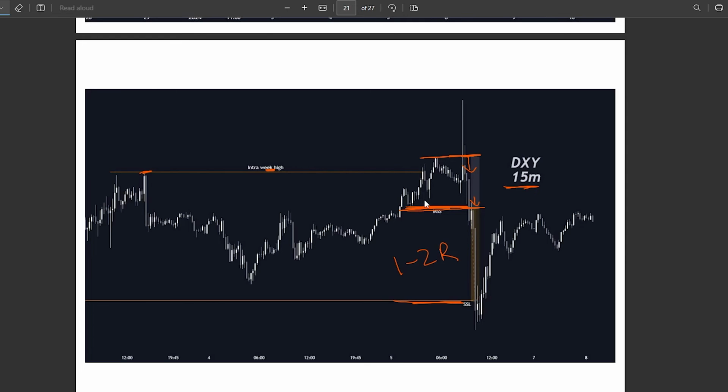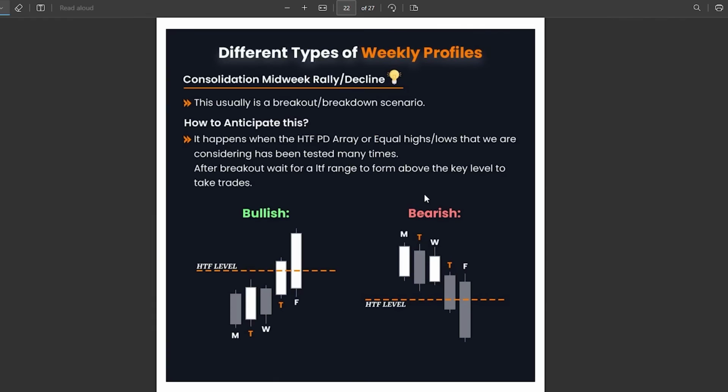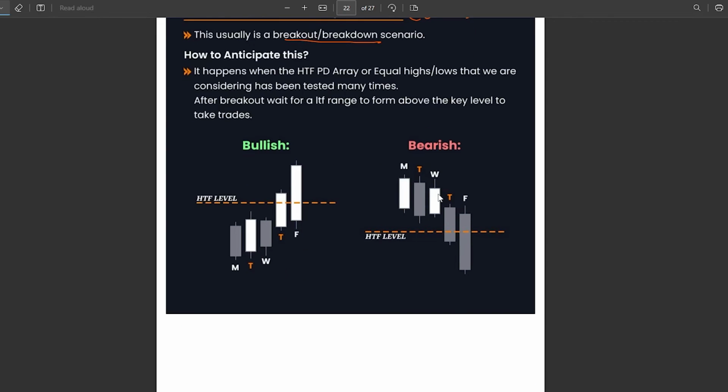So now let's move on to our last and final profile: consolidation, midweek, rally or decline. This is our fifth weekly profile. Now what is this profile meant for? This profile is basically meant for breakout or breakdown scenarios. The first four profiles, now listen to this carefully, the profiles from 1 to 4 were for ranging or consolidating markets.